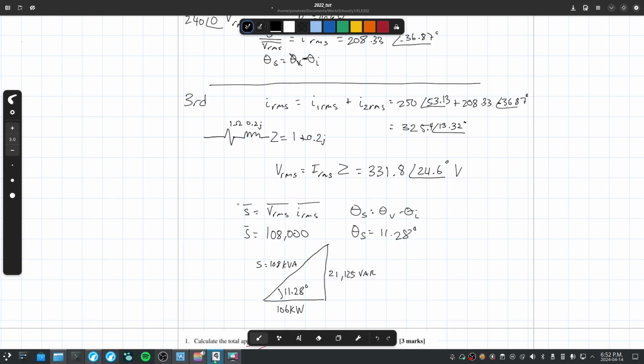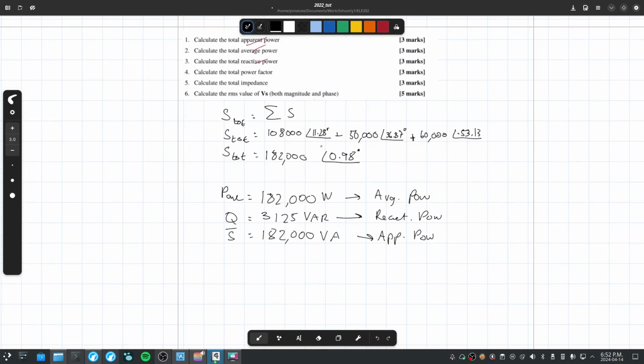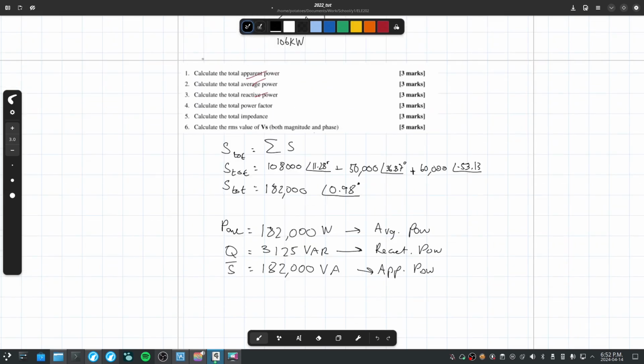Sorry, we find the voltage. We use the voltage and the impedance to find the... sorry, I did it the other way around. We find the current. Using the current and the impedance, we find the voltage, and using the voltage, we find the apparent power. And again, once you have the apparent power and the angle, which you can find from voltage minus current, you can make your triangle. And then we just add them up. That's it. There's 1, 2, and 3 down.